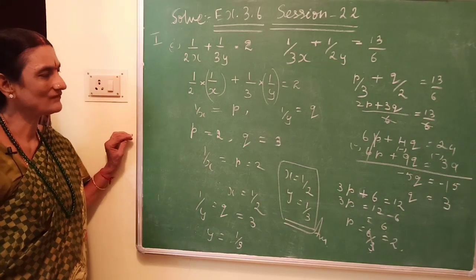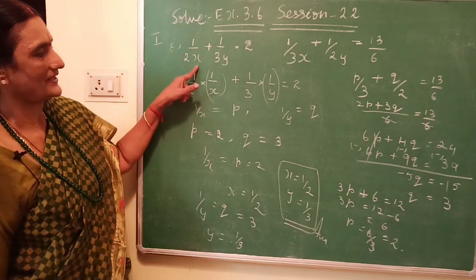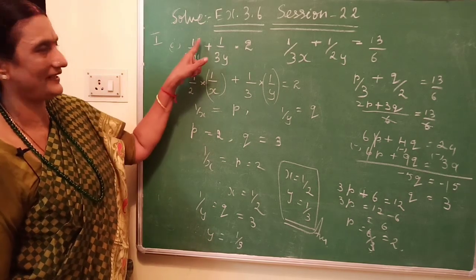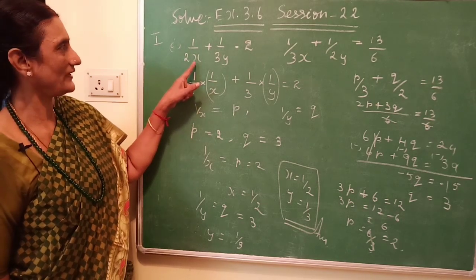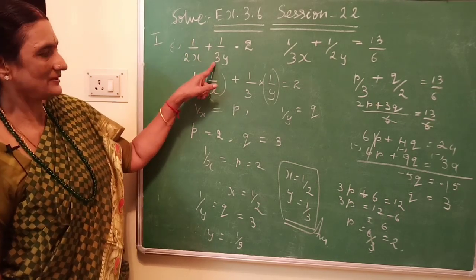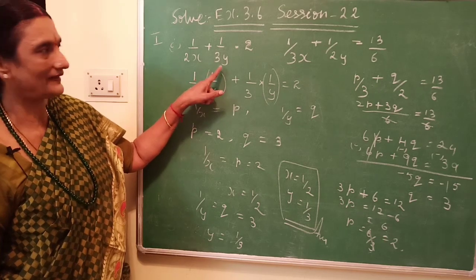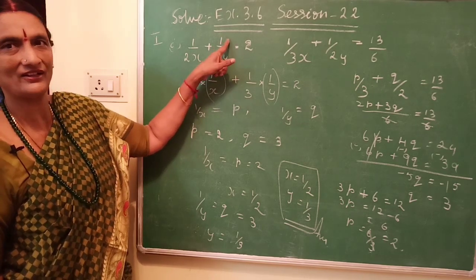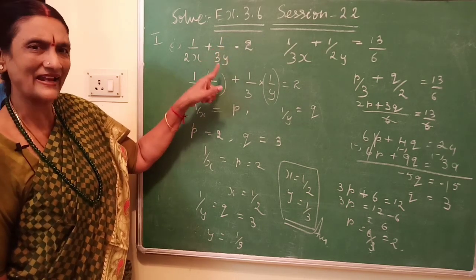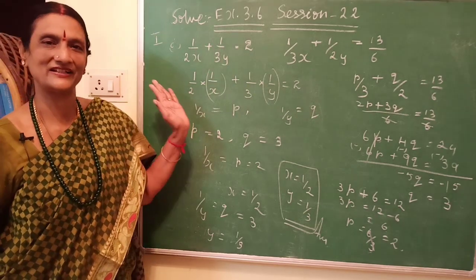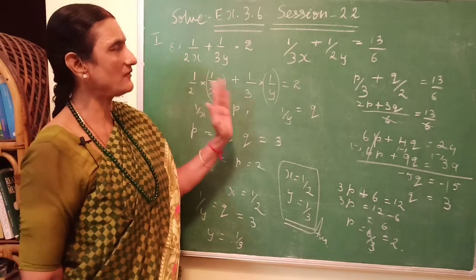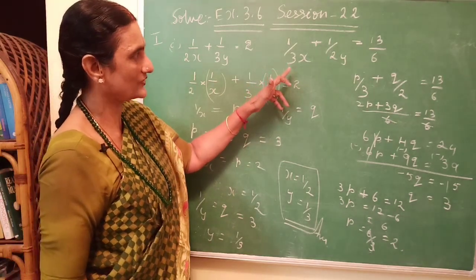Shall we try? Now x is equal to 1 by 2. So the denominator will go up. So 2 and 2 will get cancelled. So we get 1 only here. Similarly, y we have got as 1 by 3. The denominator will go up and 3 will get cancelled. So again we have got 1 here, 1 plus 1, 2. Our equation is right. And similarly, for the next equation, the substitution goes like this.